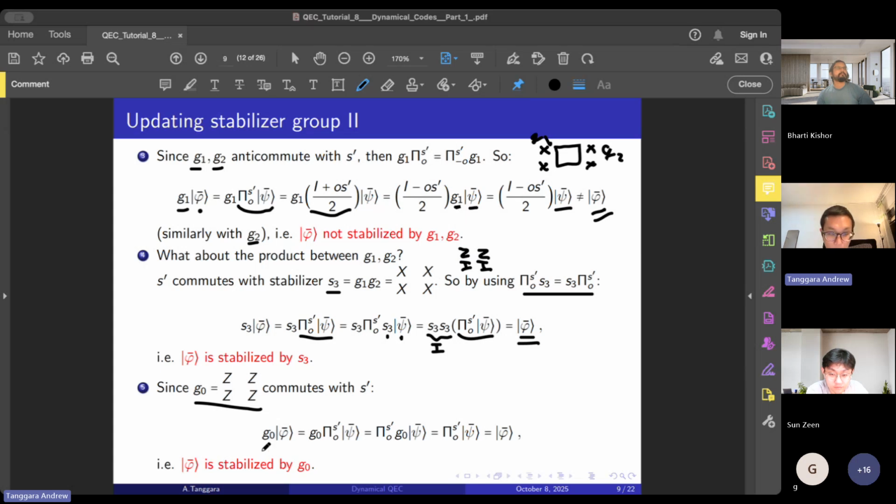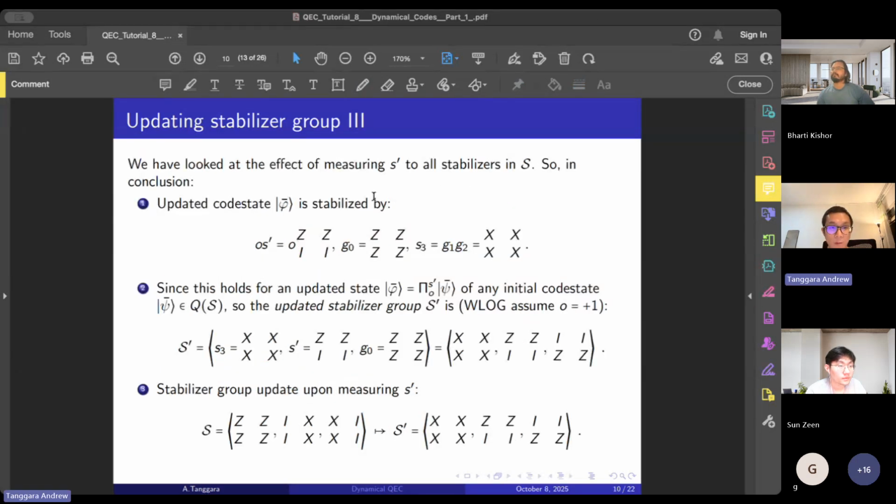And okay, what happens if I do this? And I put the definition of that new state again. And I commute G0 to the other side of the projector. And it disappears because it's a stabilizer of this code state. And then I'm just left with this projected state, which is that phi bar. So this new state is stabilized by this 4-qubit Z stabilizer. Okay.